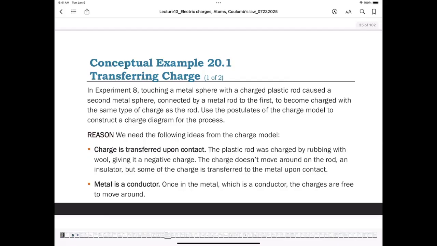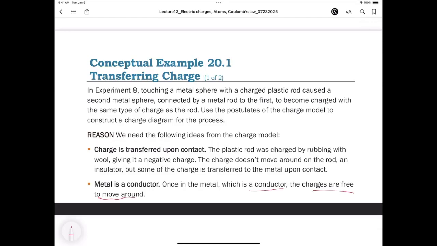We need the following ideas from the charge model. The first one is that charge is transferred upon contact. The plastic rod was charged by rubbing with wool, giving it a negative charge. The charge doesn't move around on the rod like an insulator, but some of the charge is transferred to the metal upon contact. Metal is a conductor. Once in the metal, the charges are free to move around.